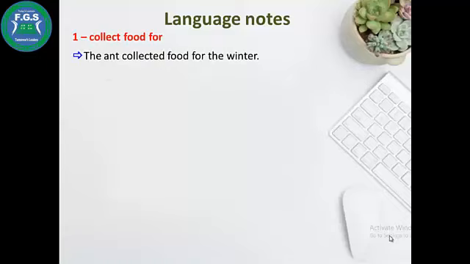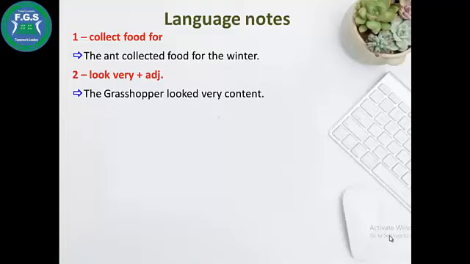Now with some language notes. Number one, collect food for. The ant collected food for the winter. Look very plus the adjective. Look very sad, look very upset, look very hungry. The grasshopper looked very content.